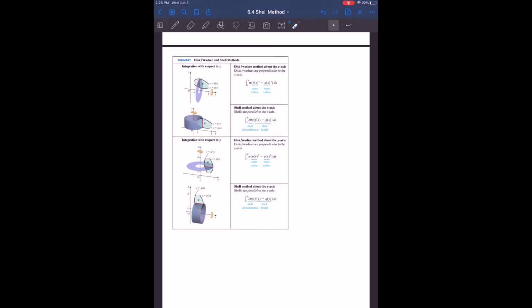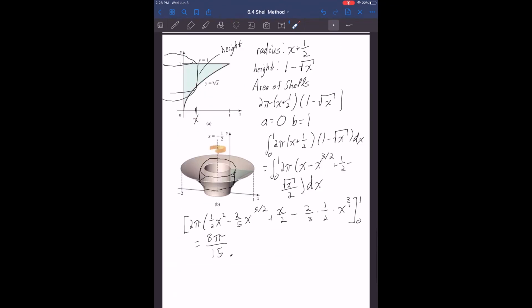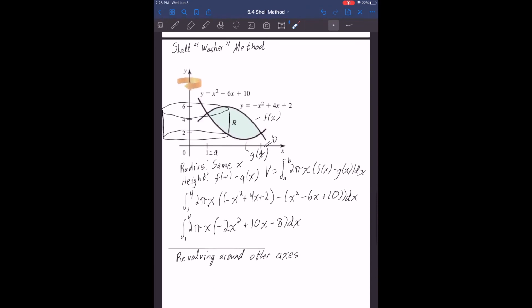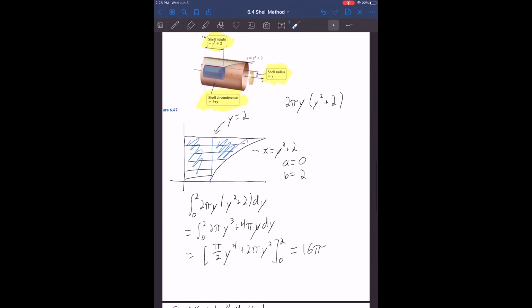The second reason we might want to use the shell method versus the disk or washer method is that sometimes it's just easier. And this can be pretty clearly seen in this example right here, where I talked about how you could use the washer method. We could just divide it into these two regions, use the method on both of those regions, get two integrals, and you'd be able to figure it out that way.